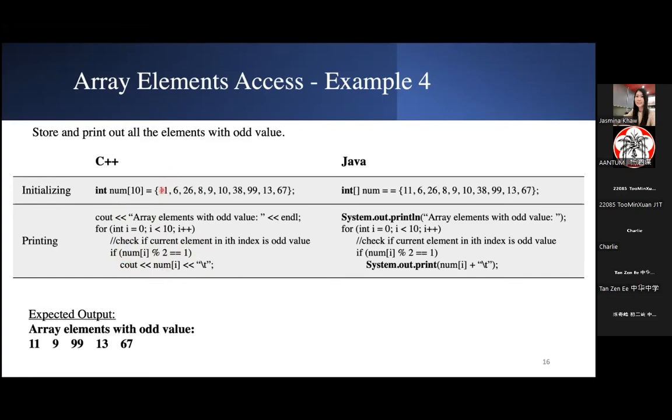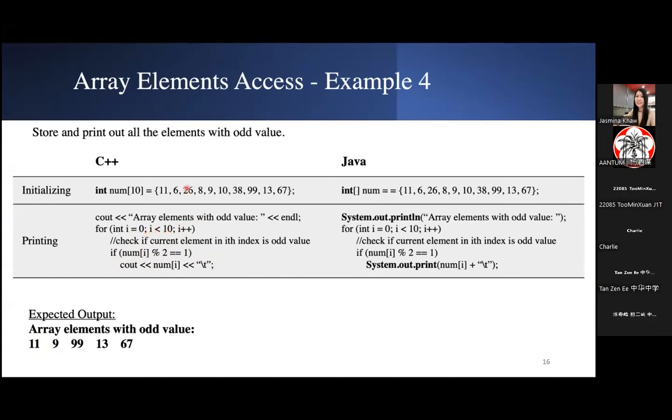So for the first value, we have 11. 11 modulus 2, we have the remainder of 11 divided by 2 is equal to 1. So this condition is true. Then we will print out the first value of odd value, 11. So we separate the value with the spacing of that. After that, it will just increase the value of I. I is now equal to 1. 1 is less than 10.